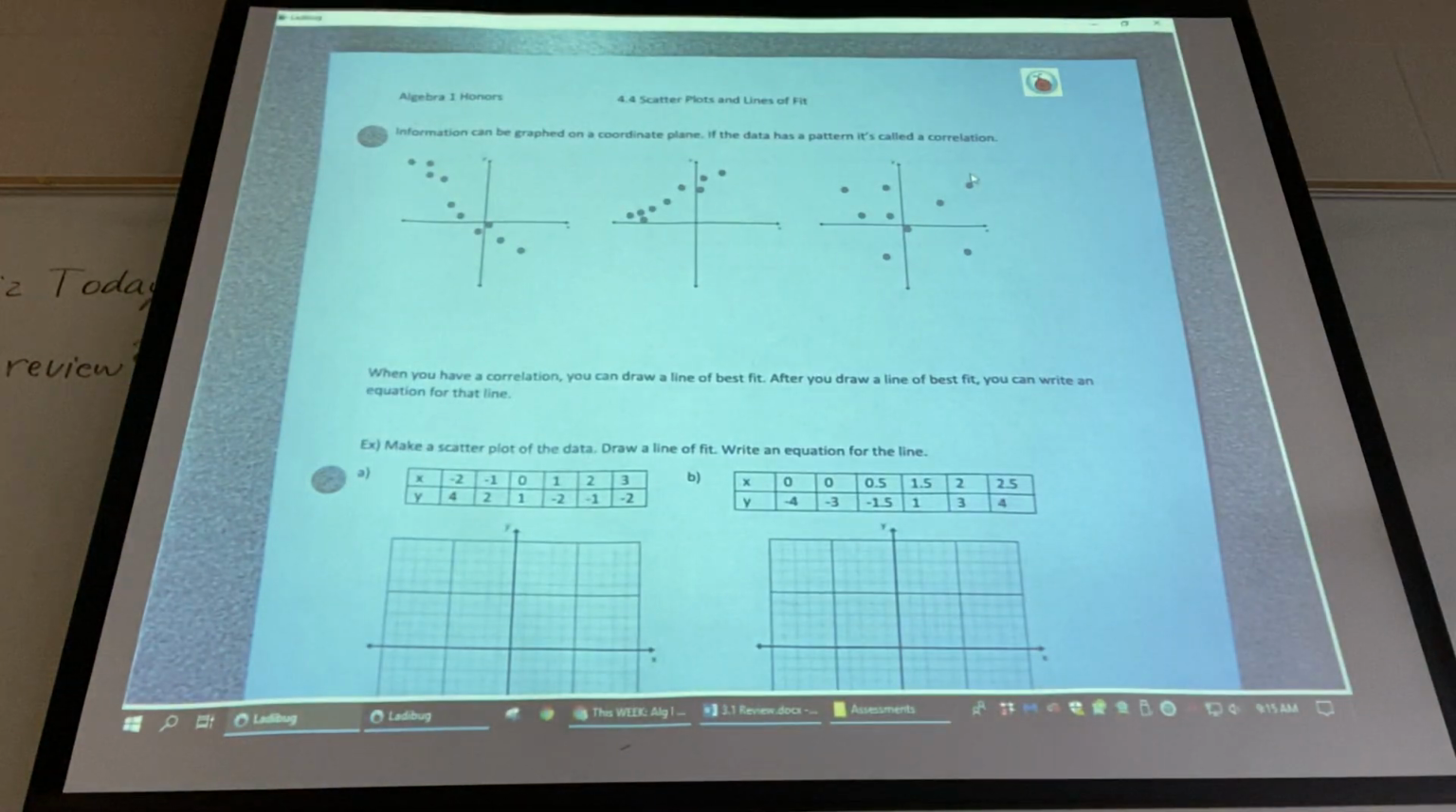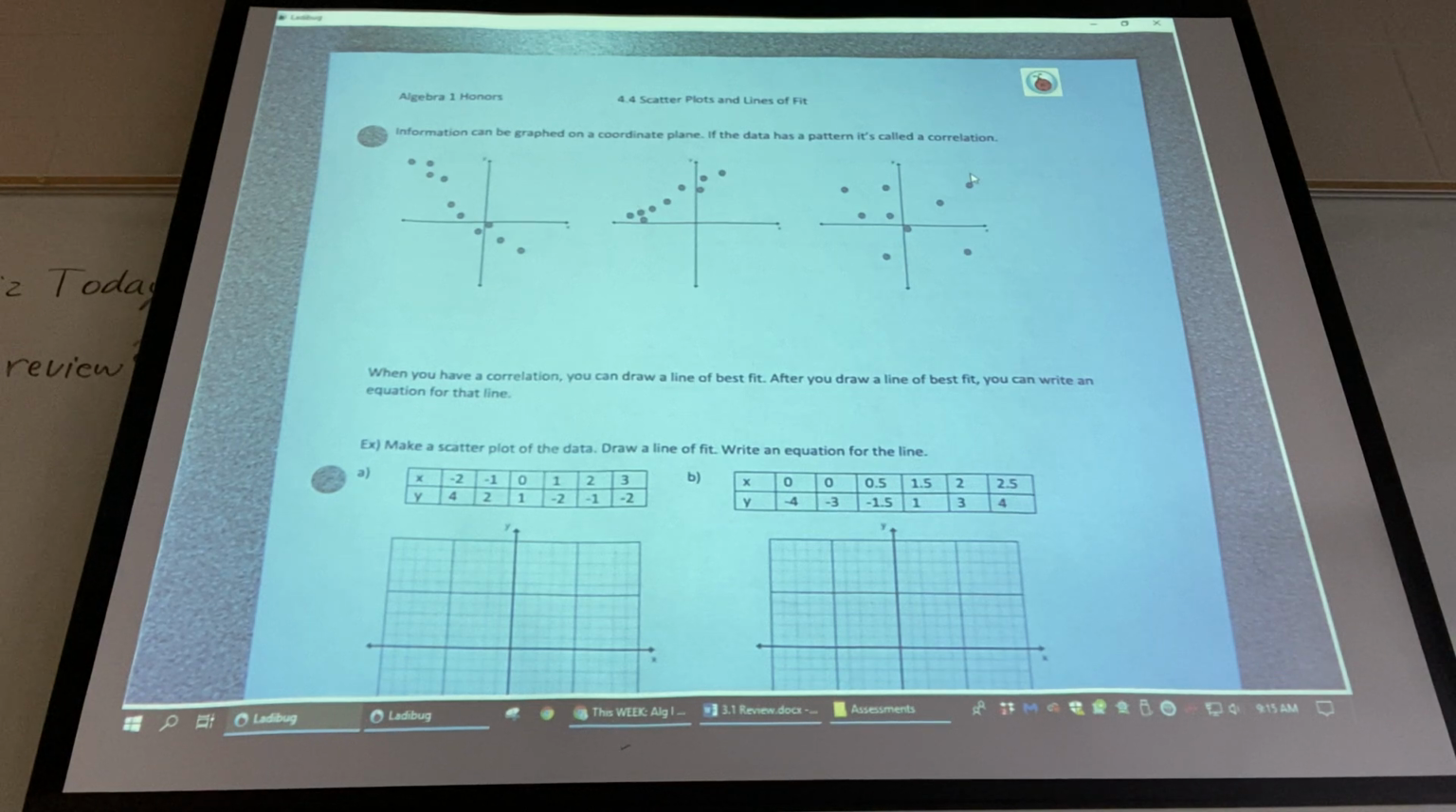So today what we're going to look at is section 4.4, and it's scatter plots and lines of fit. Have you guys heard of scatter plots? Yes, some of you have. Lines of fit? No. Lines of fit, what is that? Let me give you an example here.